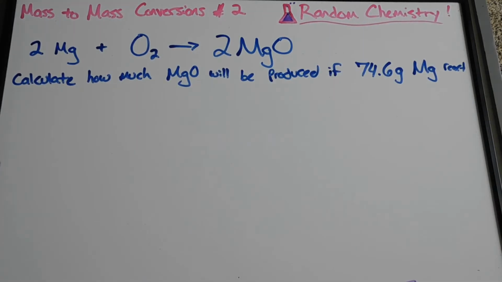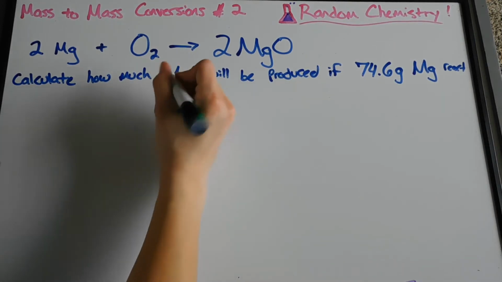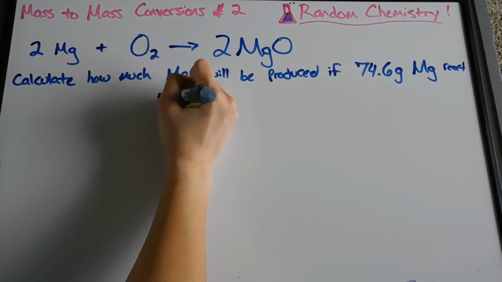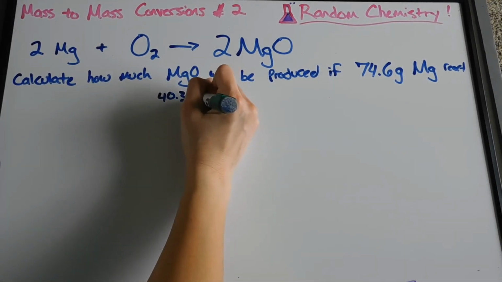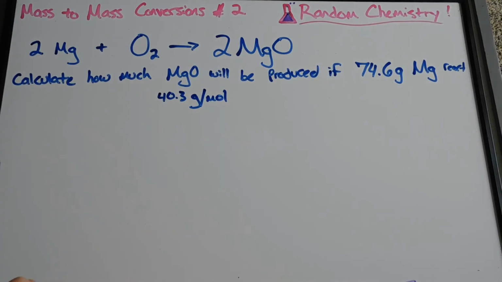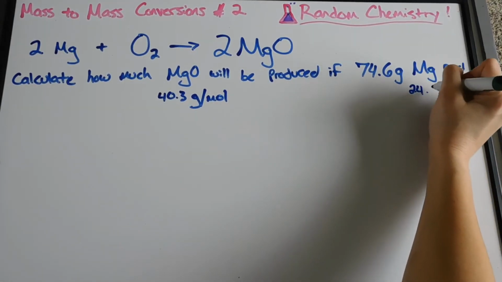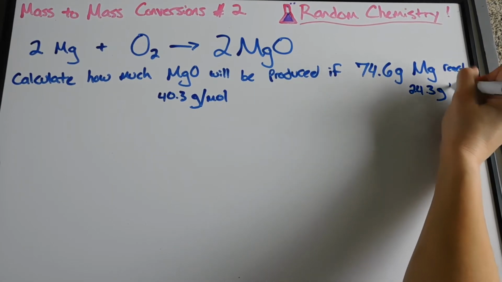Here's our second question. Calculate how much MgO will be produced if 74.6 grams of Mg react. So the first step is to get our molar masses. So the molar mass of MgO is 40.3 grams per mole. And the molar mass of Mg is 24.3 grams per mole.